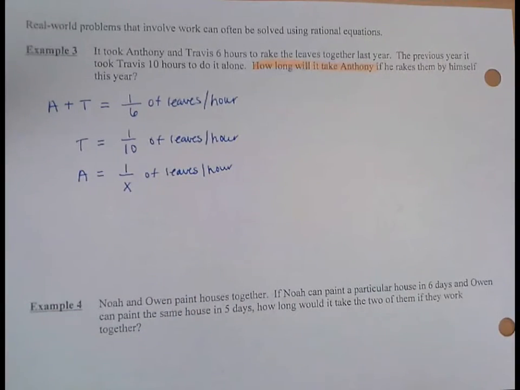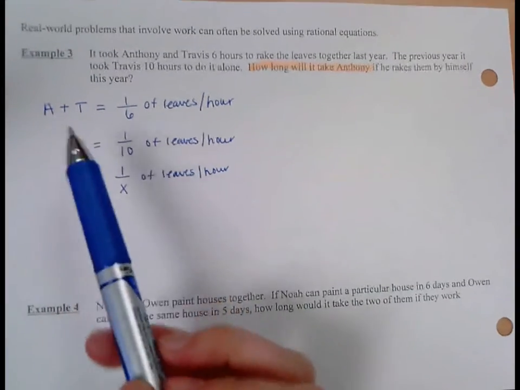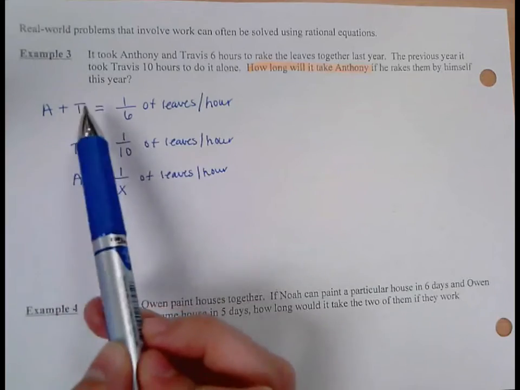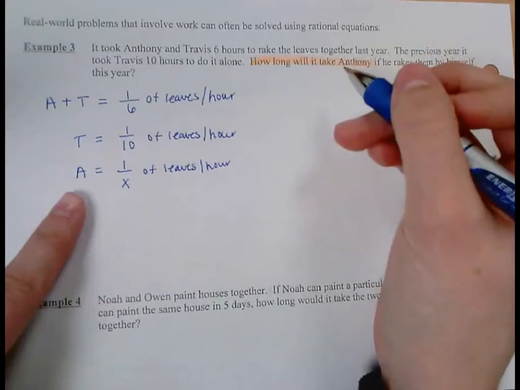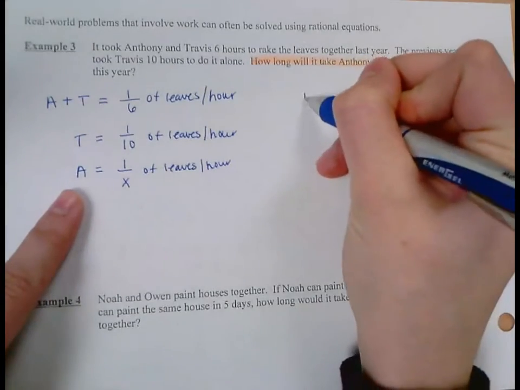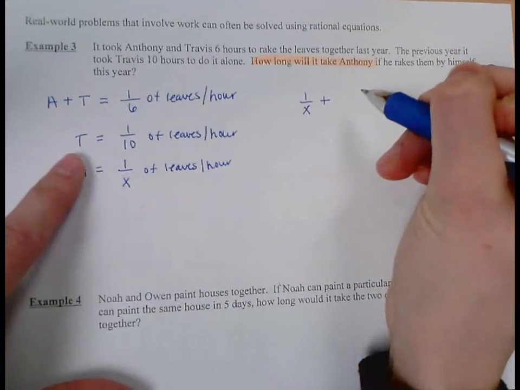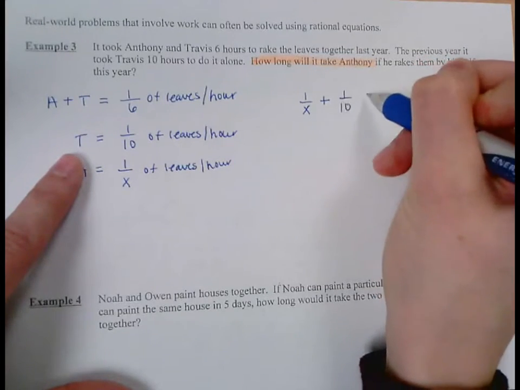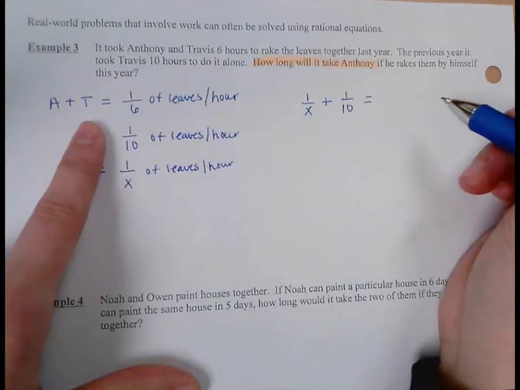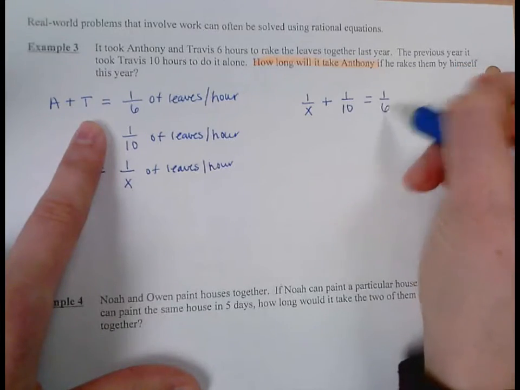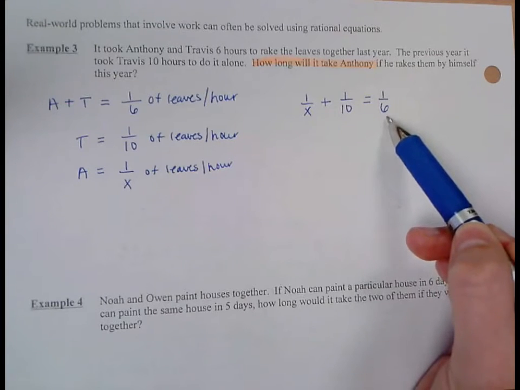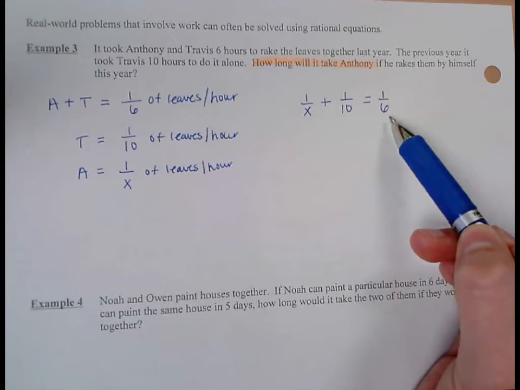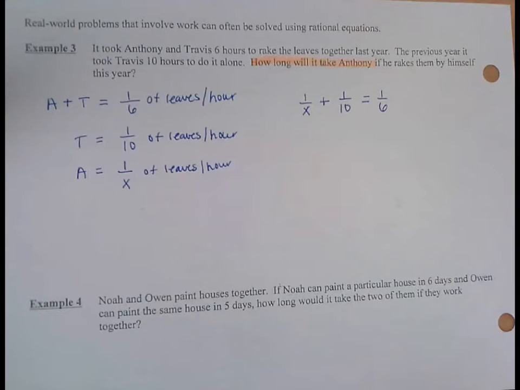Okay, so then here's how you set up an equation, and it should be kind of intuitive. We have their rate together, and then we have the rates of each of them separate. So we're going to take Anthony's rate of 1 over x plus Travis's rate of 1/10, which should equal the rate it takes them together, which is 1/6. So Anthony's rate alone plus Travis's rate alone should equal their rate together. Okay, so that's our rational equation.